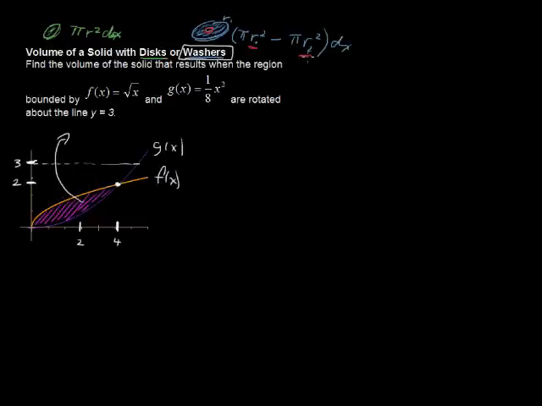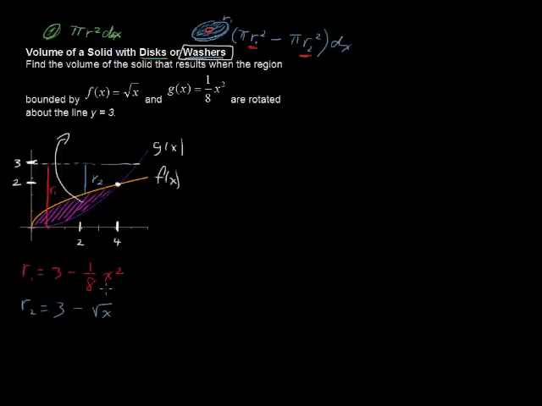So let's think about what are the first and second radii, because we've got our two there. Well, the first radius, all the way down here, r sub 1 equals, well, what is that distance? It's 3 minus whatever g of x is, whatever that function is. So that is 3 minus 1/8 x squared. That's the first radius. The second radius is right here, and that is this distance of 3 minus whatever f of x is. So 3 minus square root of x.